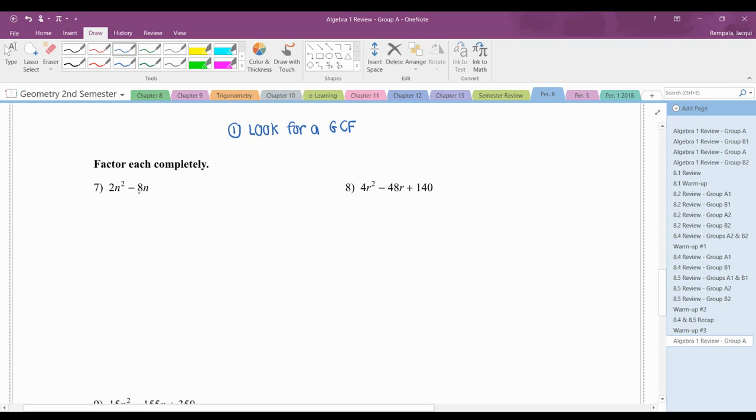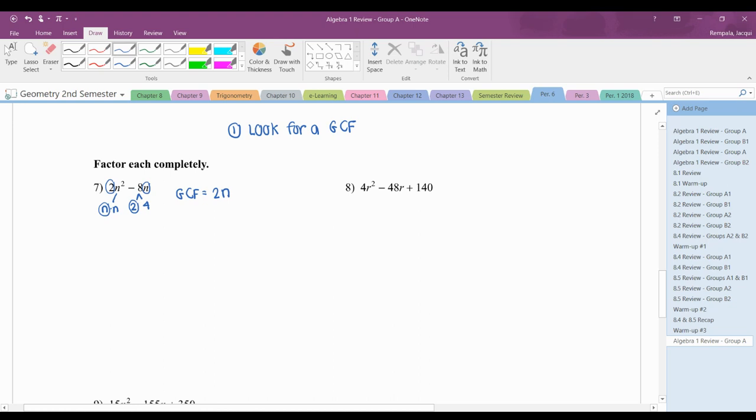So between a 2 and an 8, hopefully we notice that 2 is smaller, and I can multiply 2 times 4 to get 8. So notice how they both have a 2 in common. That's the biggest number that they both have in common. When I look at the variables, n squared is really n times n. So notice that both of those terms have an n. So that means that they have a GCF of a 2 in common as well as an n in common.